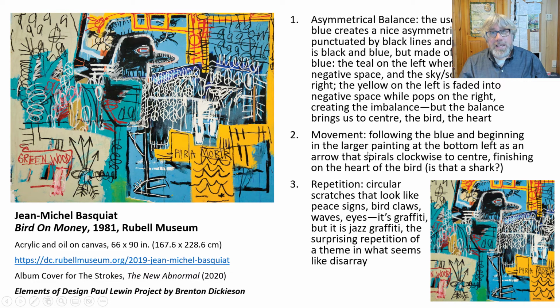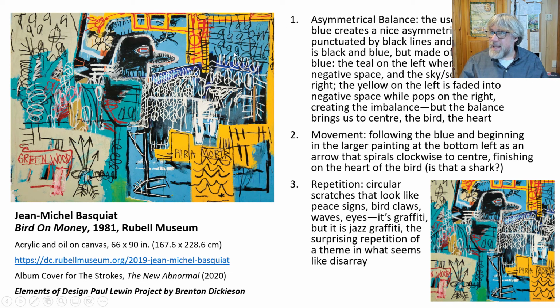Now I'm going to give an example of this. This is a painting here by Jean-Michel Basquiat, from the Roubaix Museum. It's called Bird on Money, although some people call it Bird on the Money. It's a painting from about 40 years ago. I like it because it's the Strokes album, The New Abnormal. I just love that Strokes album from a couple of years ago, and they used it here, but of course they moved it into a vinyl-sized kind of square design. Here's the original, more rectangular one.